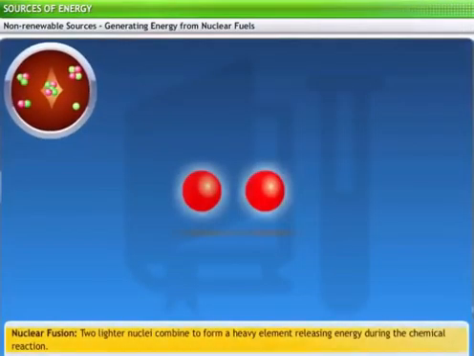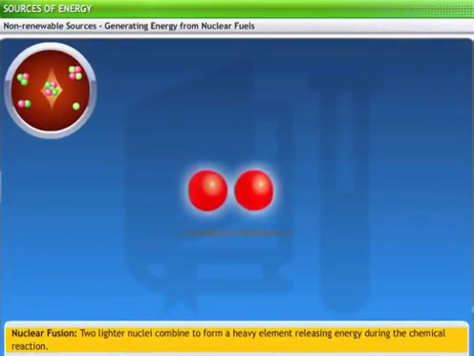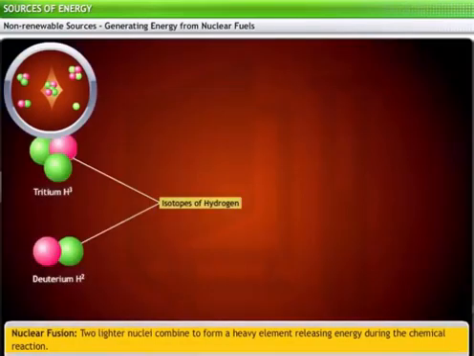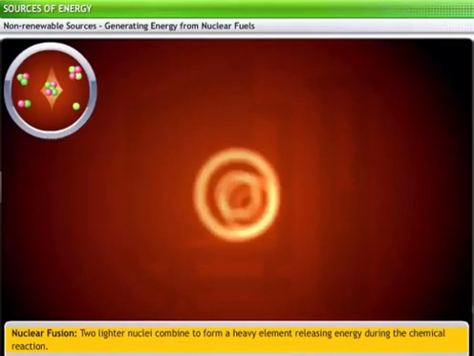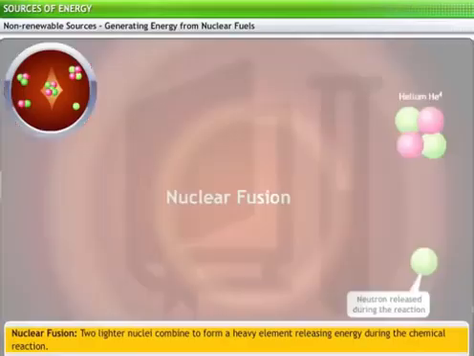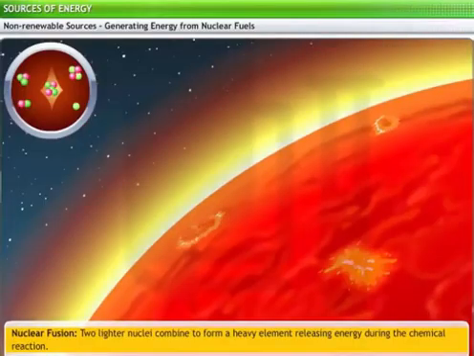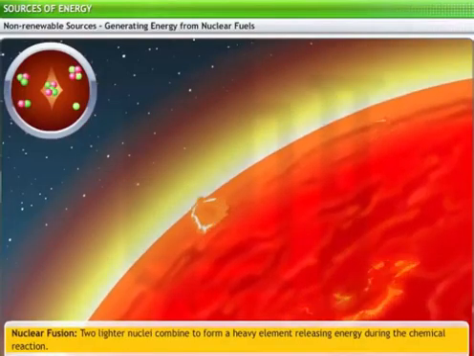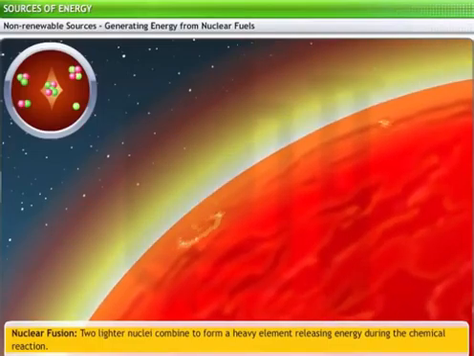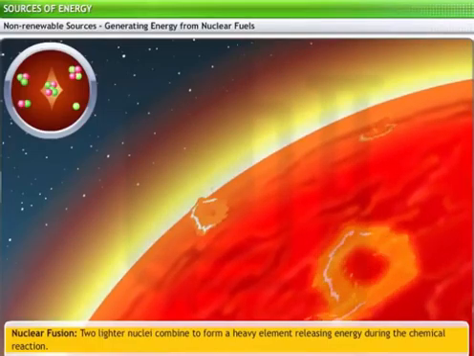Nuclear fusion involves the coming together of 2 lighter elements to form a heavy element. Nuclear energy is released when such a reaction occurs. For example, the fusion of 2 atoms of hydrogen to form an atom of helium releases energy. The release of energy from the Sun and the stars is due to a constantly ongoing nuclear fusion of hydrogen atoms into helium.